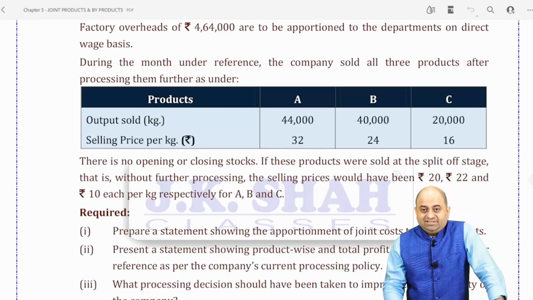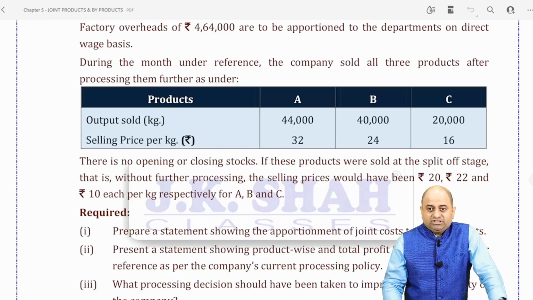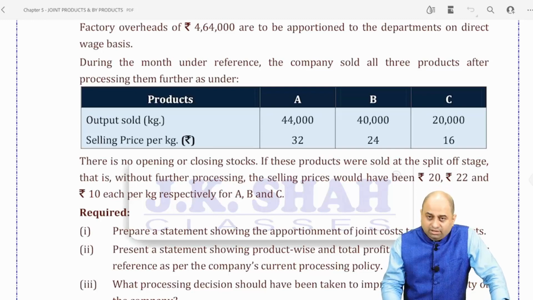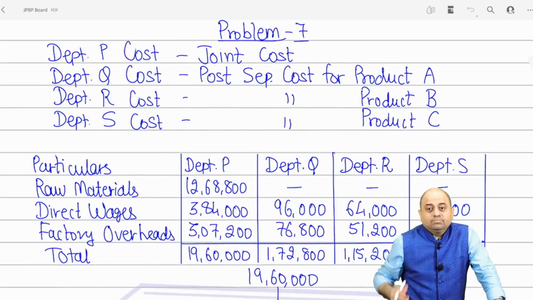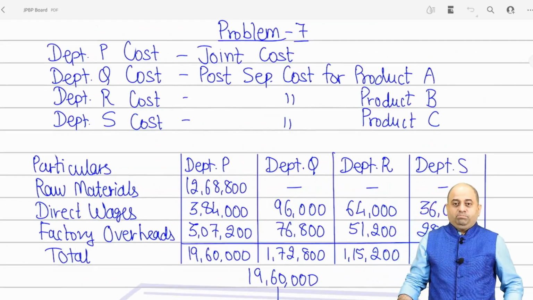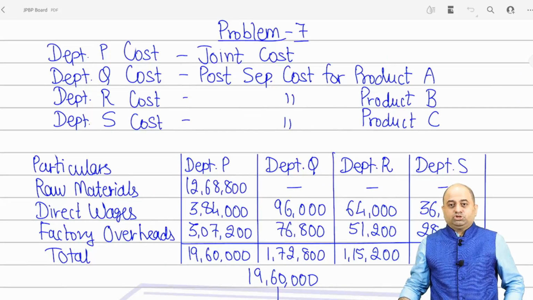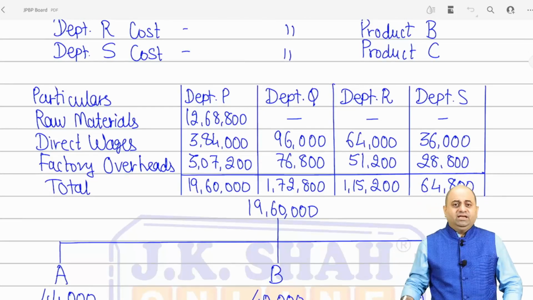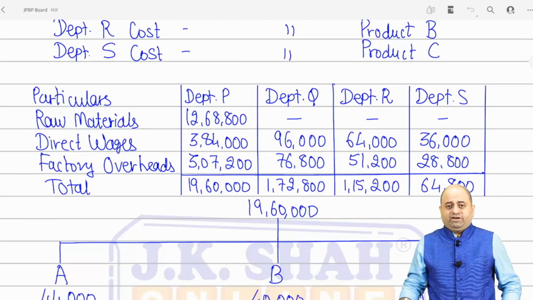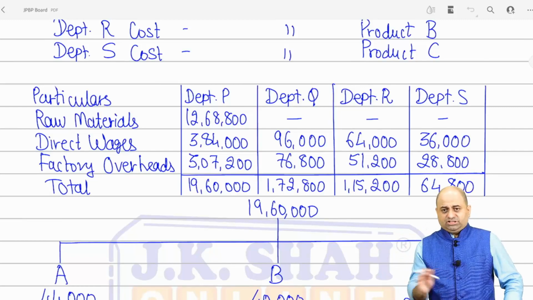All these points, once again, my dear friends, my hard work is ready. I will put it in front of you. Just a second. And you can see that department P cost, joint cost, Q, R and S, post separation cost, A, B, C. The whole table also I have created, I have kept it ready. Raw materials, direct wages and factory overheads, department P, Q, R and S, they have given everything. I have divided the cost, etc.